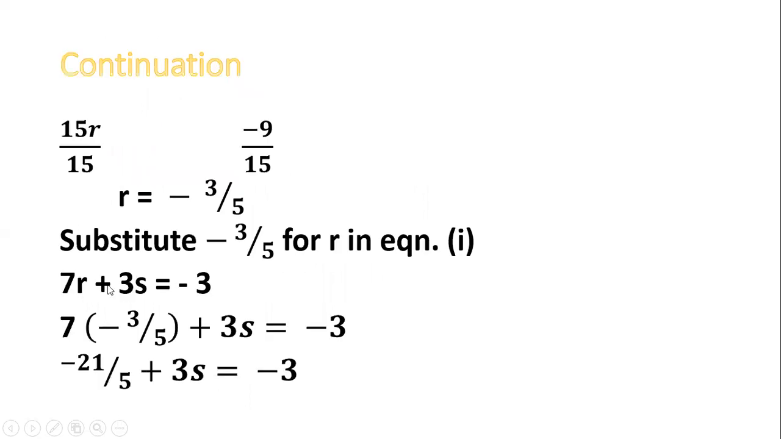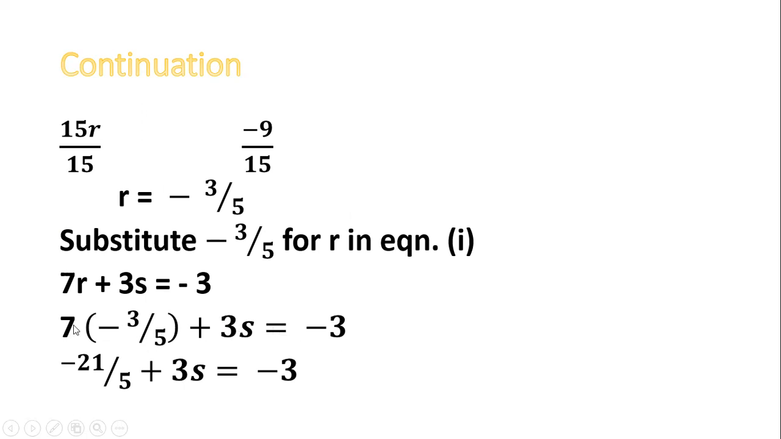So I'll divide by 15. 15r divided by 15, that's r. Then minus 9 divided by 15, that's minus 3 over 5. So substitute minus 3 over 5 for r in equation 1. Equation 1 is 7r plus 3x equals minus 3. So I substitute minus 3 over 5 for r: 7 into bracket minus 3 over 5, close bracket, plus 3x equals minus 3.